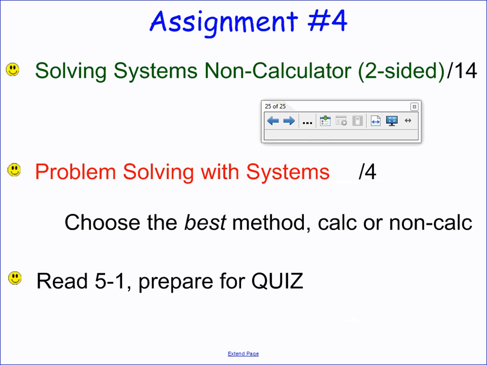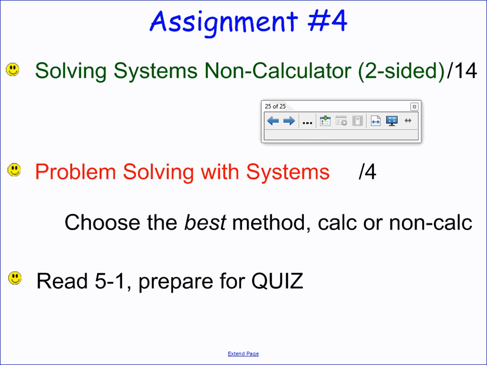We've got solving systems non-calculator, which looks just like half of your quiz. It's 2-sided out of 14. Everybody find it. It's got the graphs on there. It's got elimination method and substitution method. So that's solving systems non-calculator. Then you've got problem solving with systems out of 4, where I want you to choose the best method and then use the calculator if you want to, or non-calculator, depending upon what it looks like. That is the problem solving word problems out of 4.